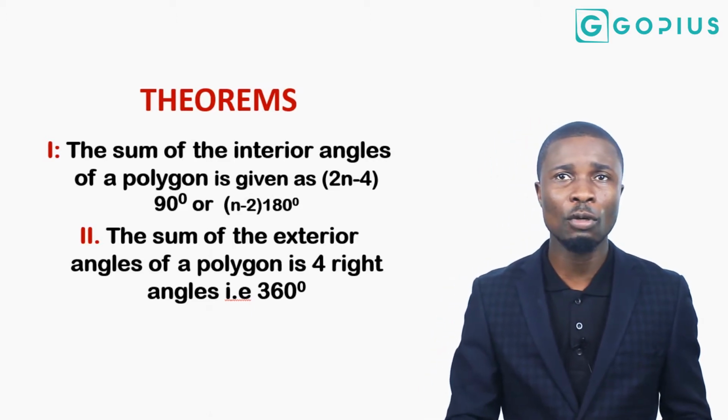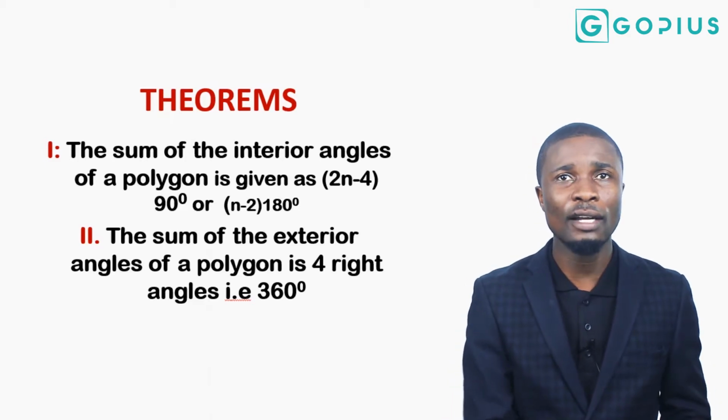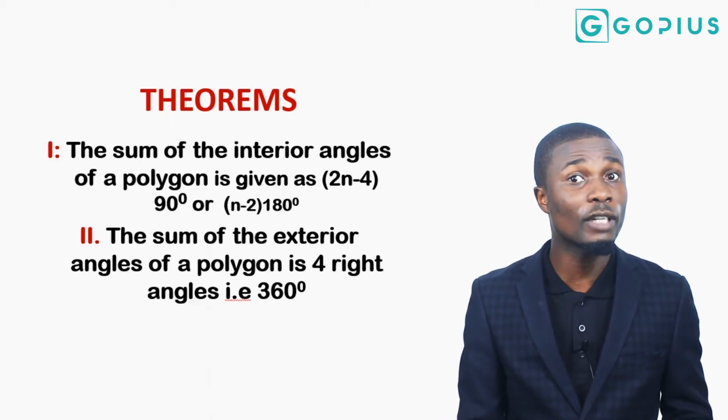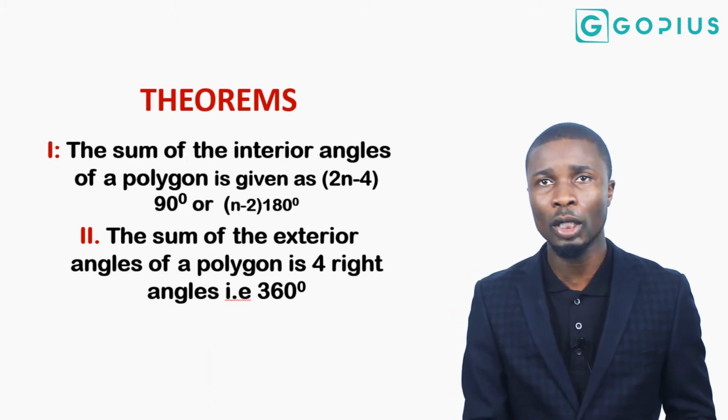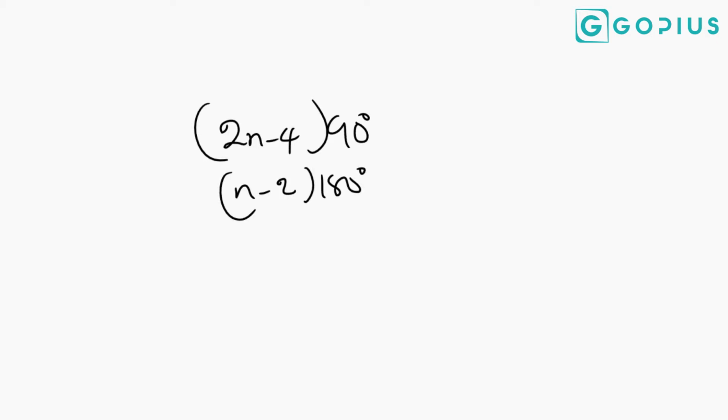Let me write it so that you see. We have the formula for finding the sum of the interior angles of any regular polygon as 2n minus 4 times 90 degrees, or you say n minus 2 times 180 degrees. That means if I needed to confirm the sum of angles in a 3-sided polygon, which is called a triangle, then whichever formula you use, you still have the same answer.